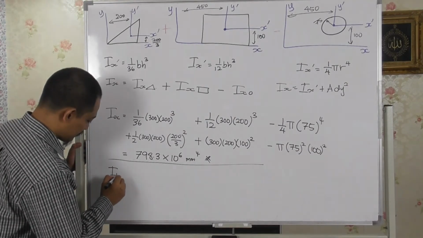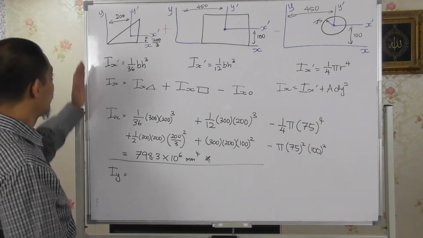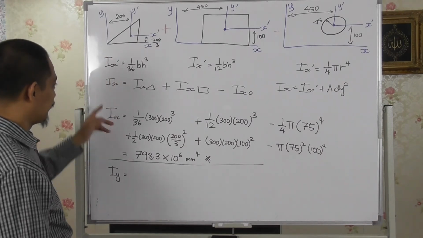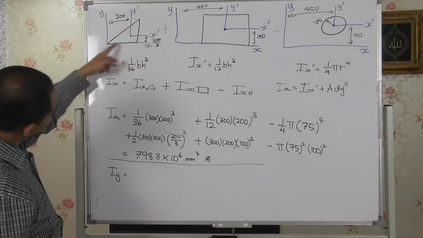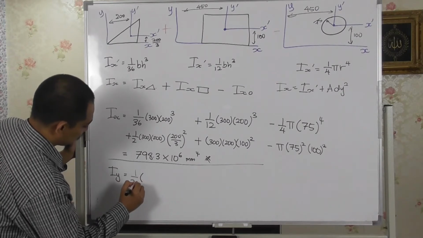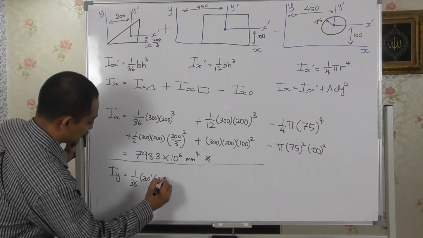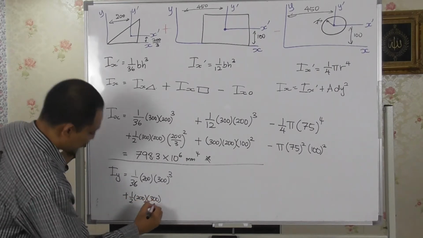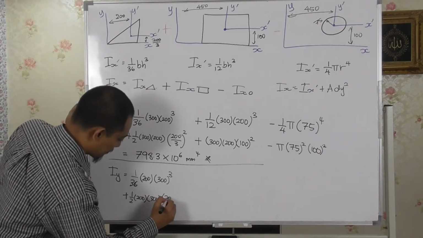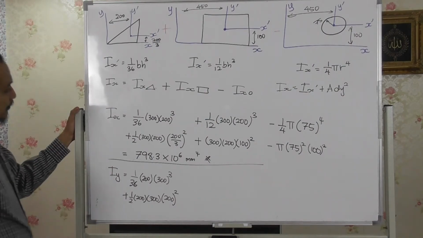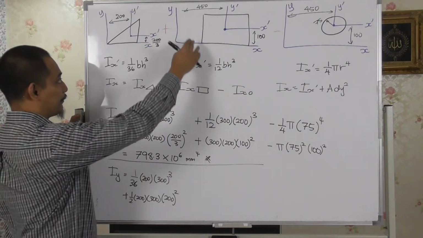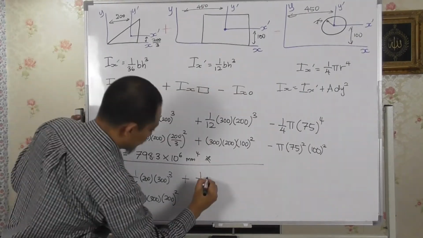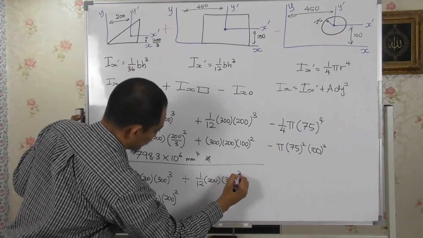For Iy, the same process, just that we look from the perspective of the y-axis. So for the triangle, Iy prime, if you memorize this, you just shift your head like that, so this b and h. So 1 over 36, you have 200 times 300 cubed, plus the area of half times 200 times 300, and then you have dx, which is 200, so 200 squared. And then for the rectangle, similarly, Iy prime plus A dx squared. So Iy prime is 1 over 12, 200 times 300 cubed.